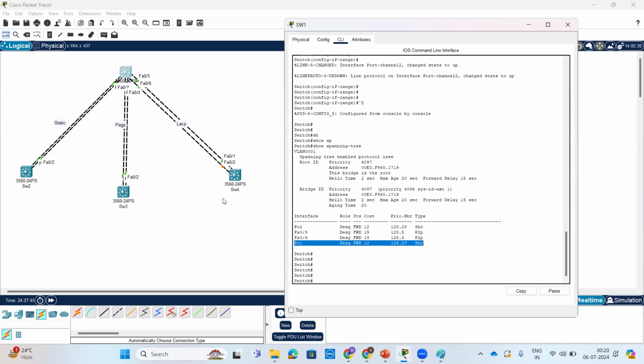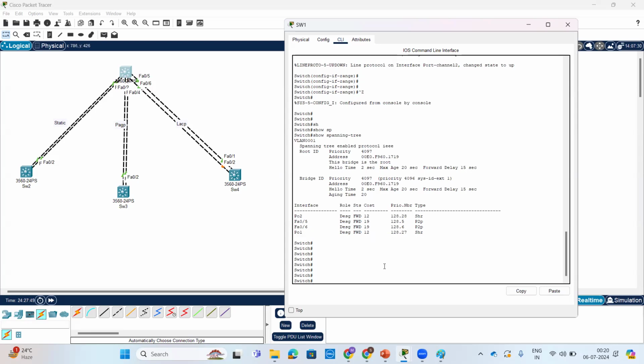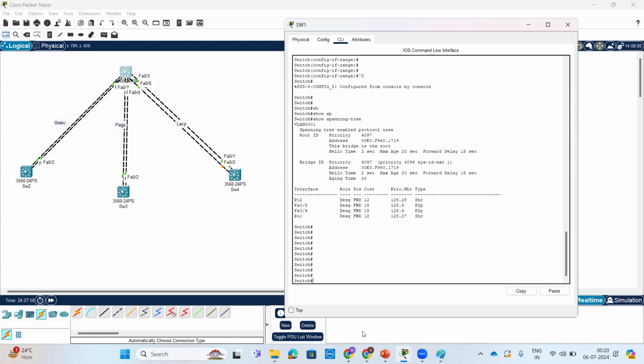Okay. Now we'll configure in between LACP. Guys, understood or not? If you are not understanding, ask the questions at that time only. Don't keep those questions in your mind only.